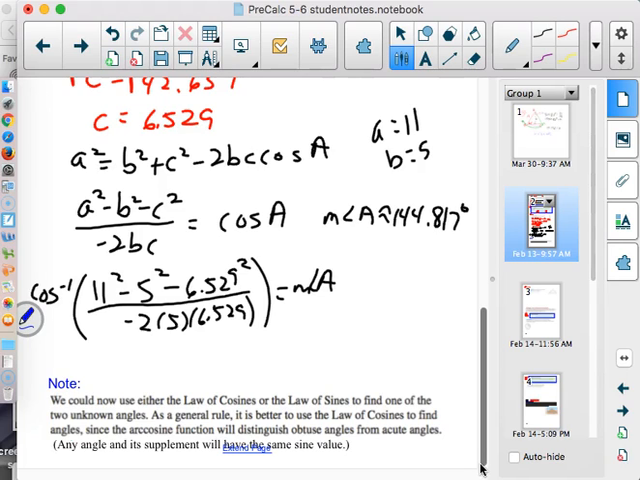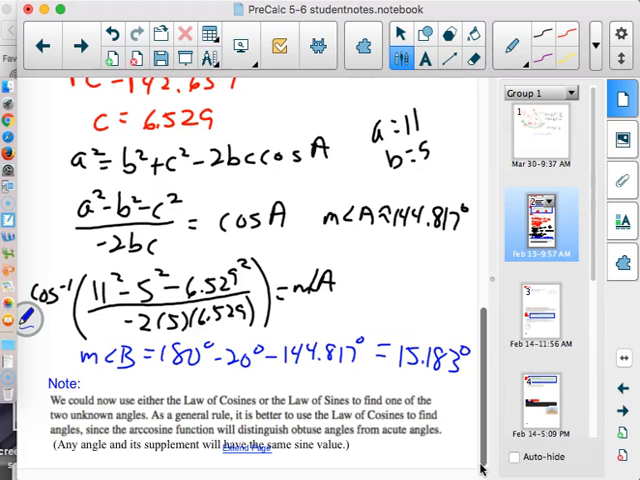So we are still looking for B, the measure of angle B. And that'll be 180 degrees minus the one that they gave us, which was 20 degrees, minus the one we just found. So 180 minus 20, well, 160, I could just punch that in, minus X. And there it is, about 15.183 degrees. And then again, probably go back and put them in a box.